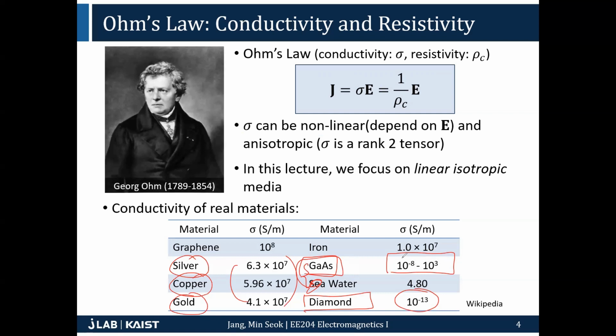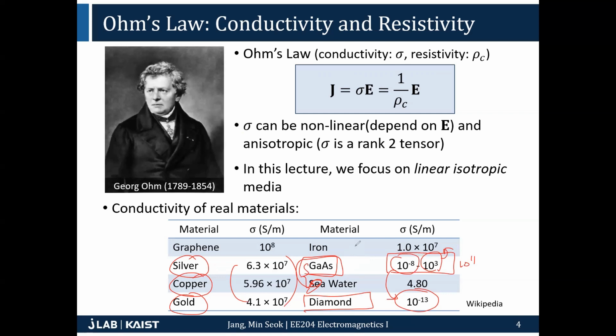So even the lower bound is much higher than diamond, and even the upper bound is much lower than the metals. But it's in between, and it spans a huge range, like 10 to the 11. That is because semiconductor's conducting property depends a lot on its doping level. You may not know what doping means. Don't worry, you will learn it in some other classes, like 물리전자개론 or others.